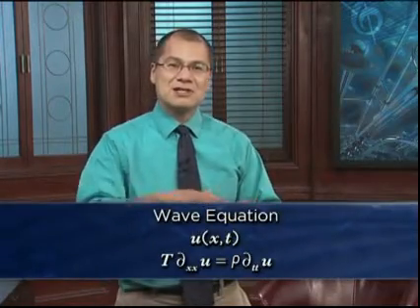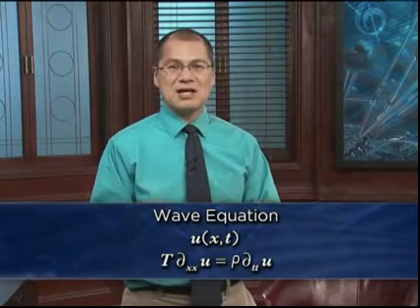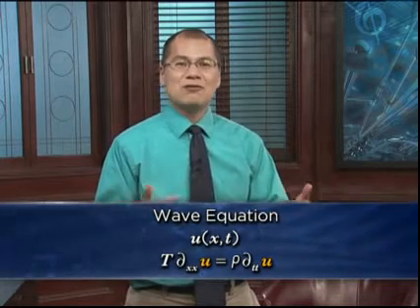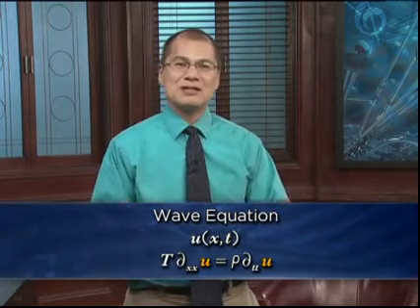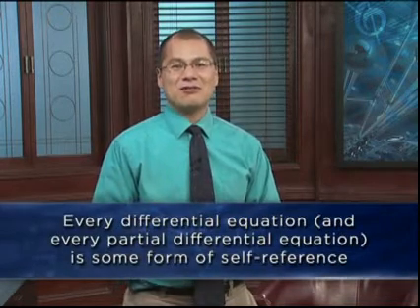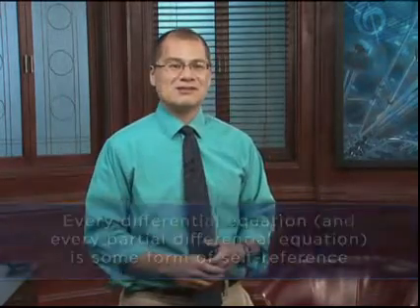Back in lecture 1, we were studying a vibrating string. We looked at the wave equation, which is another example of a differential equation. Actually, it's a partial differential equation. And the wave equation looked like this. Remember that u of x and t represented how far above the median line our string went at position x and time t. Notice that it occurs on both sides of the equation. It's a form of self-reference. U is related to itself in this particular way. Every differential equation, and in fact every partial differential equation, is some form of mathematical self-reference.